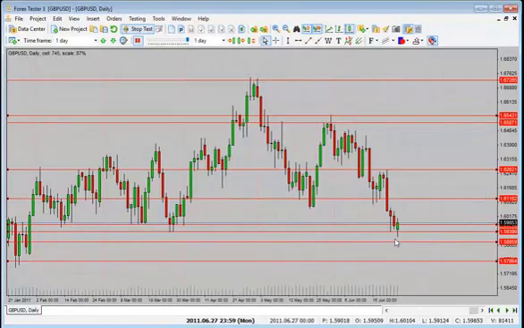Okay, so here we have price tries to break through, but then pulls back higher. So we have a bullish candle here. What do we expect?